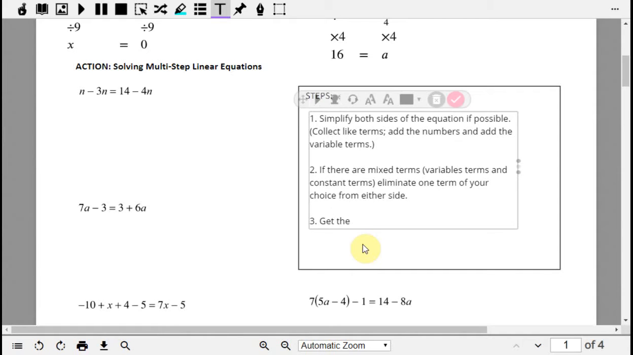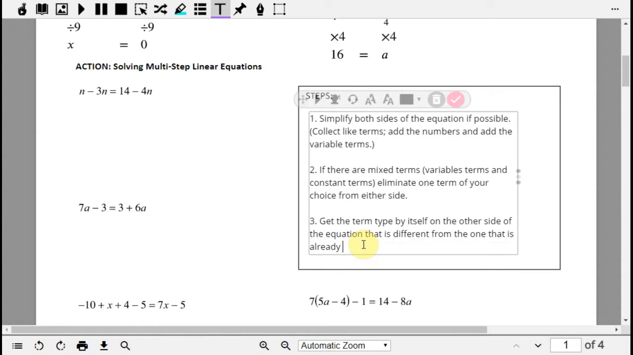Get the term type by itself on the other side of the equation that is different from the one that is already by itself or isolated.